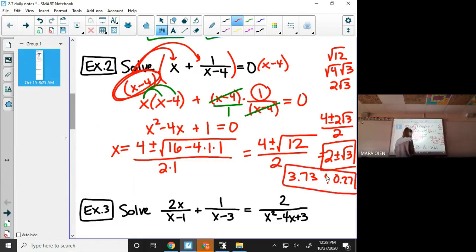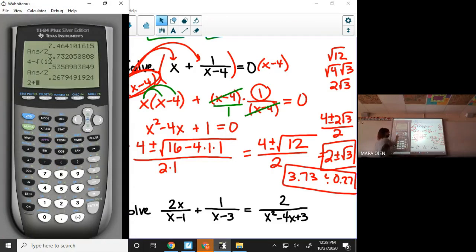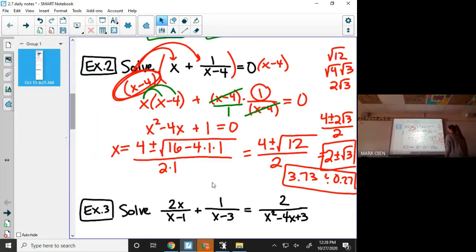And we get that. And as you notice, if I would have done 2 plus root 3, there's that 3.73. If I do 2 minus the square root of 3, there's that 0.27, so we get the exact same thing. They are equivalent. When I check back to the original, what's the one number that we can't have in this original? 4. Neither of those are 4, so both of those would work.